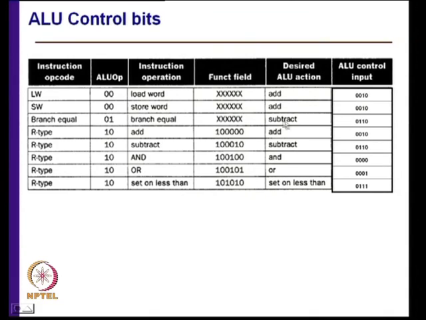So the ALU control signals, the 4-bit control signals generated, are shown here. For add, it will be 0010. For subtraction, it will be 0110. For AND operation, it will be 0000. For OR, it will be 0001. And for set on less than, it will be 0111. So although 4 bits are there, only 5 different values are required for the ALU control, because it will perform either add, subtract, AND, OR, or set on less than. So 5 different values are generated, although it has 4 bits. There are 16 possibilities, but 5 are used for the ALU control bits.